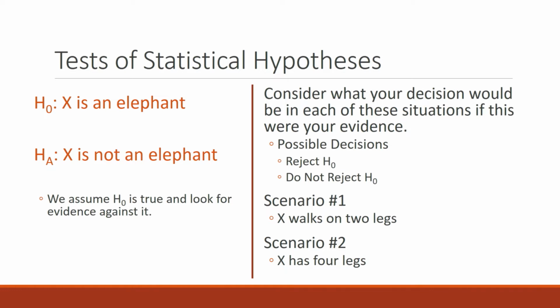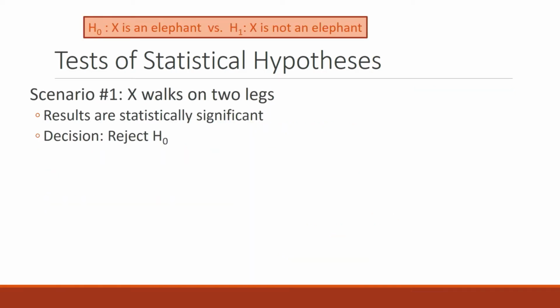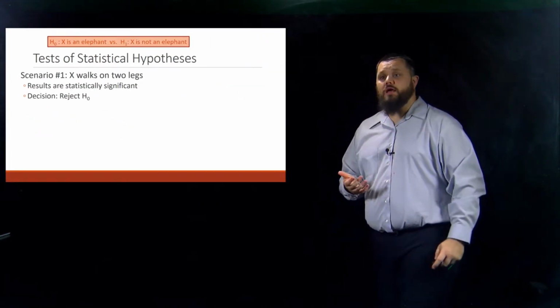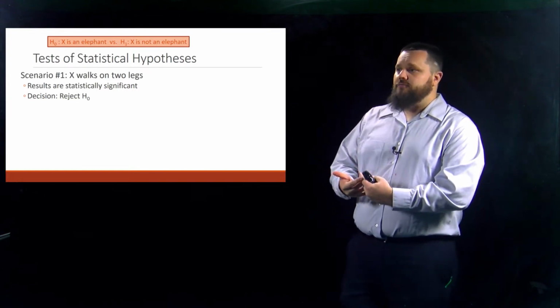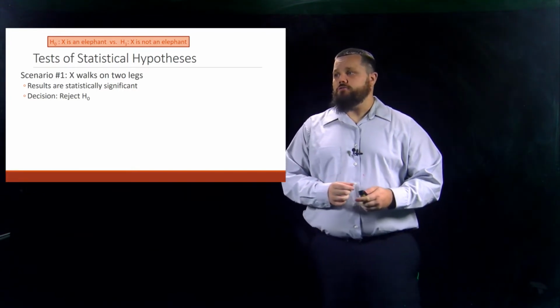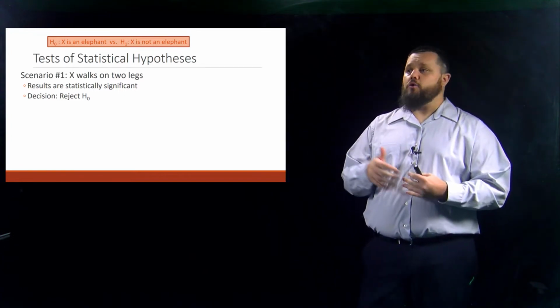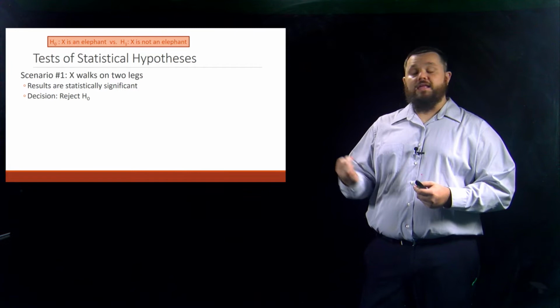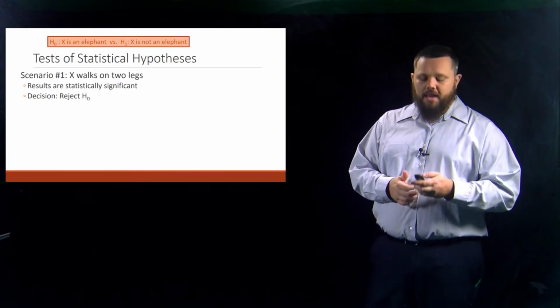In our first scenario, we have that X walks on two legs. Well, if X walks on two legs, then again, our choices are that we either reject the null or we do not reject the null. Think about elephants. Do elephants walk on two legs? No, elephants walk on four legs. So if we have the bit of information that X walks on two legs, then the logical conclusion would be that we're going to reject the null hypothesis that X is an elephant and conclude that X is not an elephant.